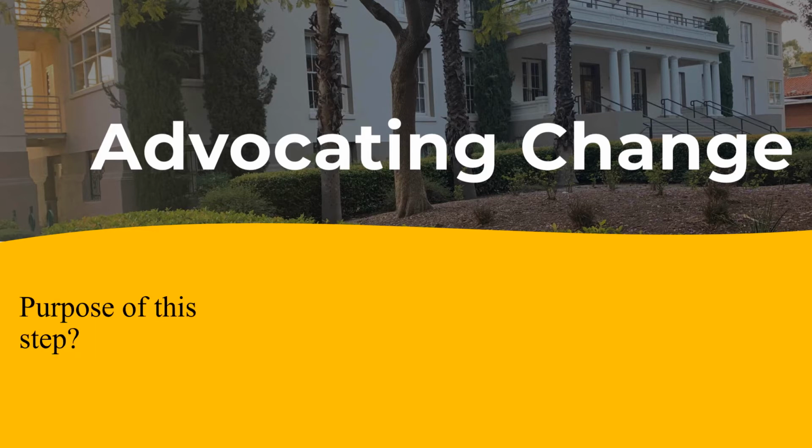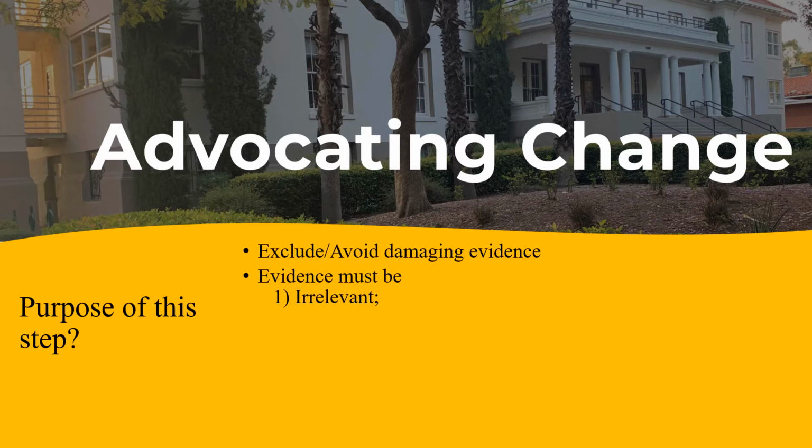What is the purpose of this step? The purpose of this step is to avoid damaging evidence in your case. You want to avoid jurors from unseeing damaging evidence that has already been exposed to them, even when the court tells them to ignore it.